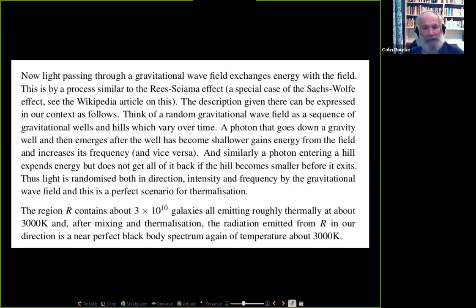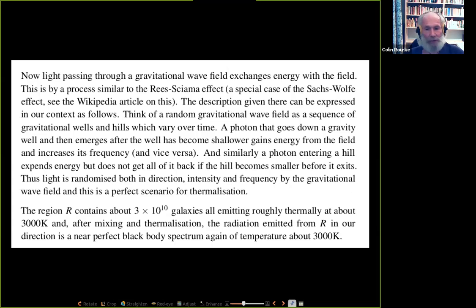So you think of a random gravitational wave field as a sequence of gravitational wells and hills, which vary over time. A photon that goes down a gravitational well, then emerges after the well has become shallower, gains energy from the field because it gets pushed out and increases its frequency. Similarly, a photon entering a hill expends energy, but does not get all of it back if the hill becomes smaller before it exits. So the light is being randomized not just in direction and intensity, but by frequency as well.